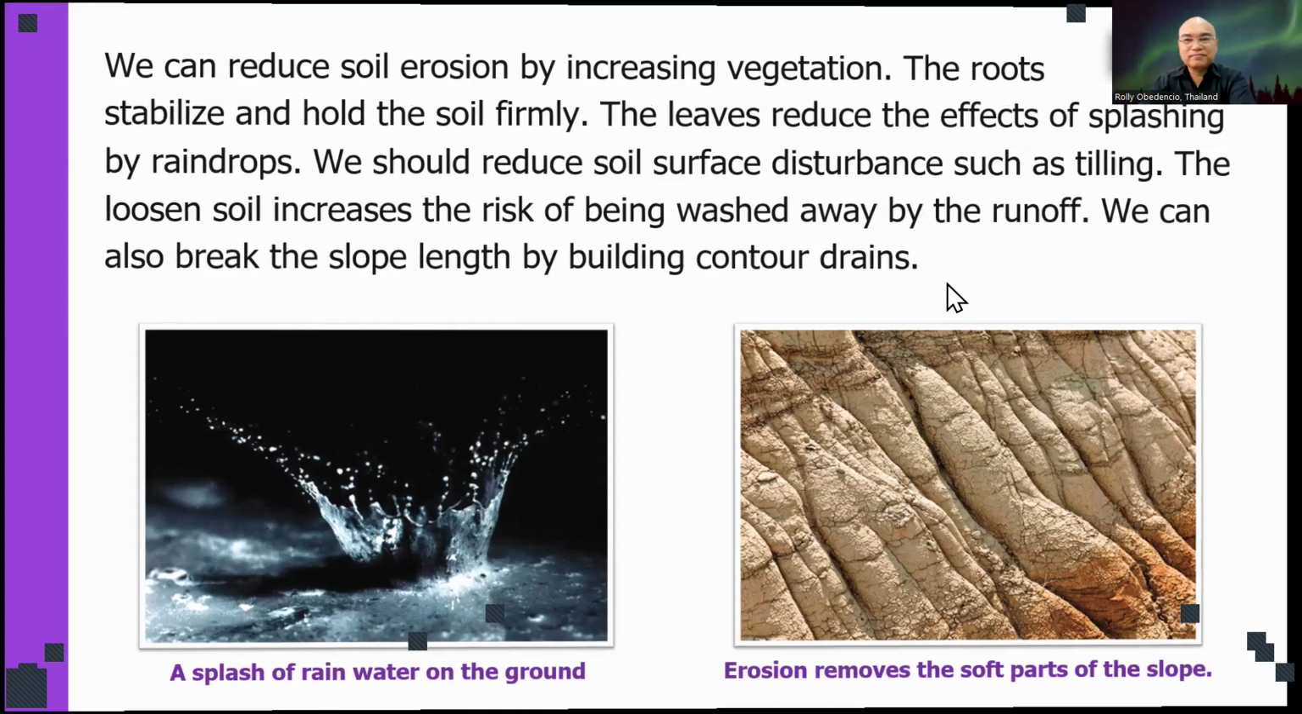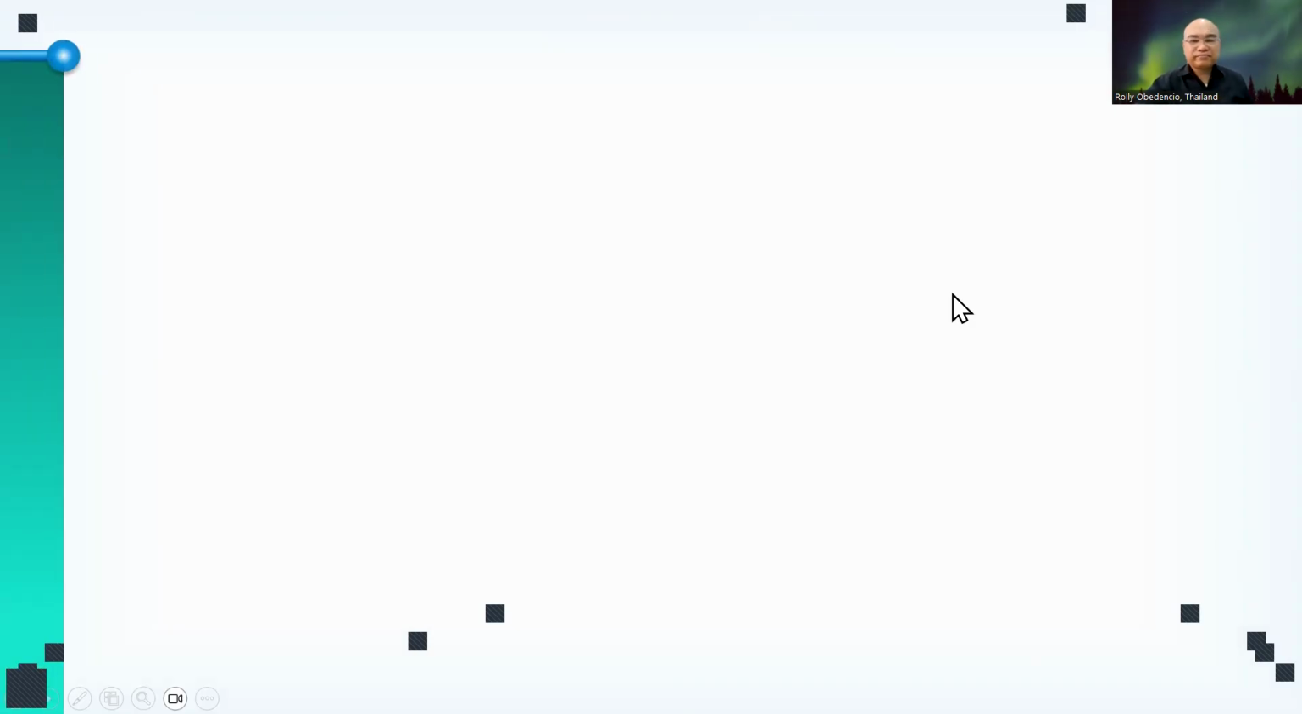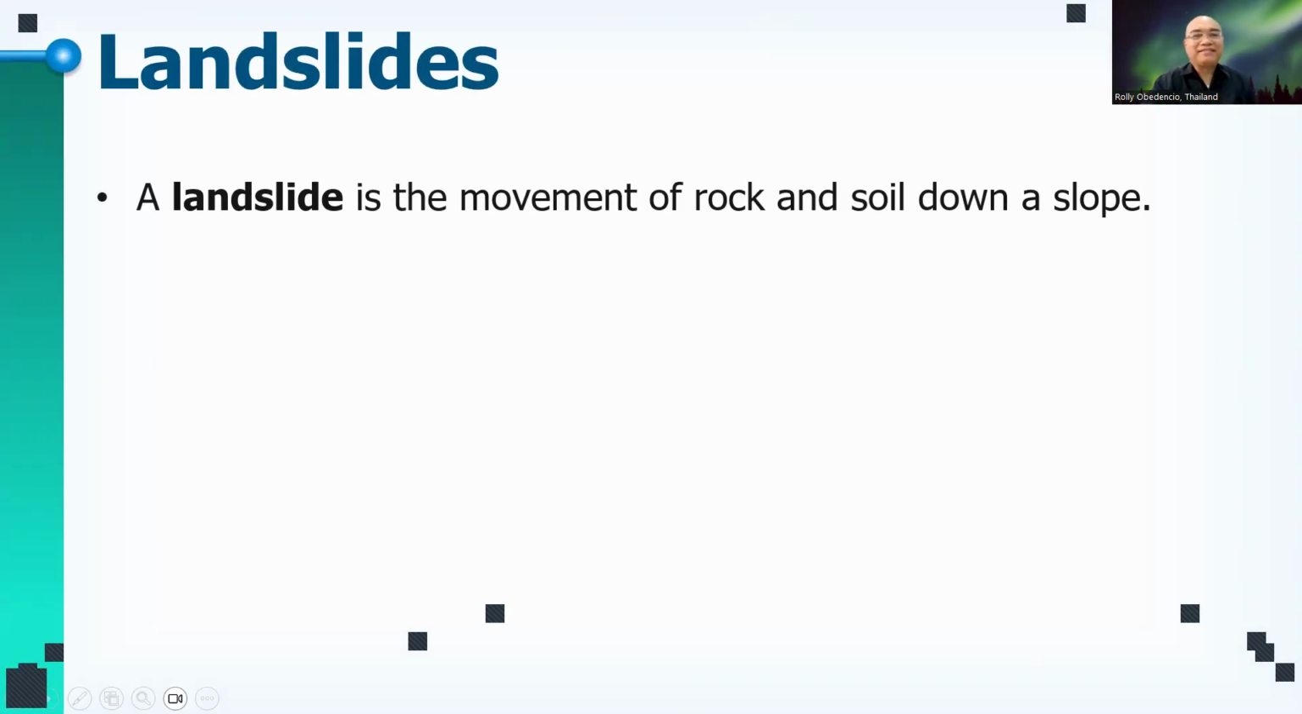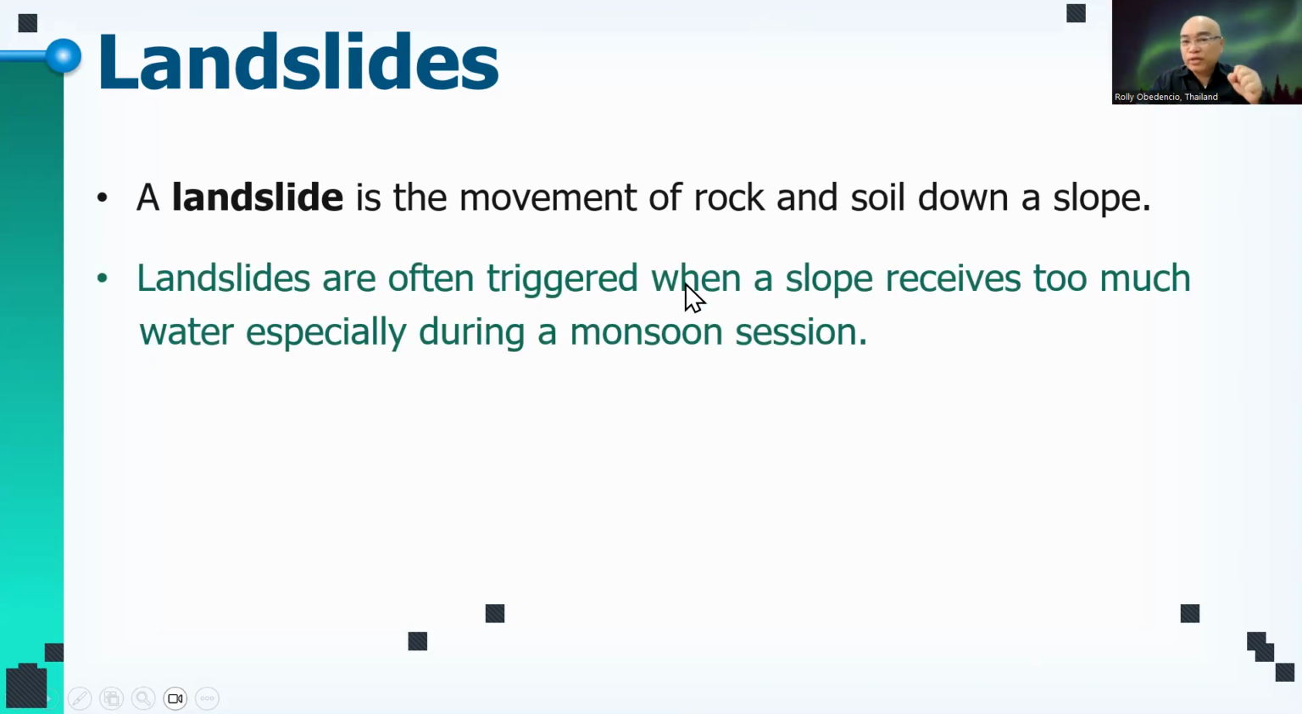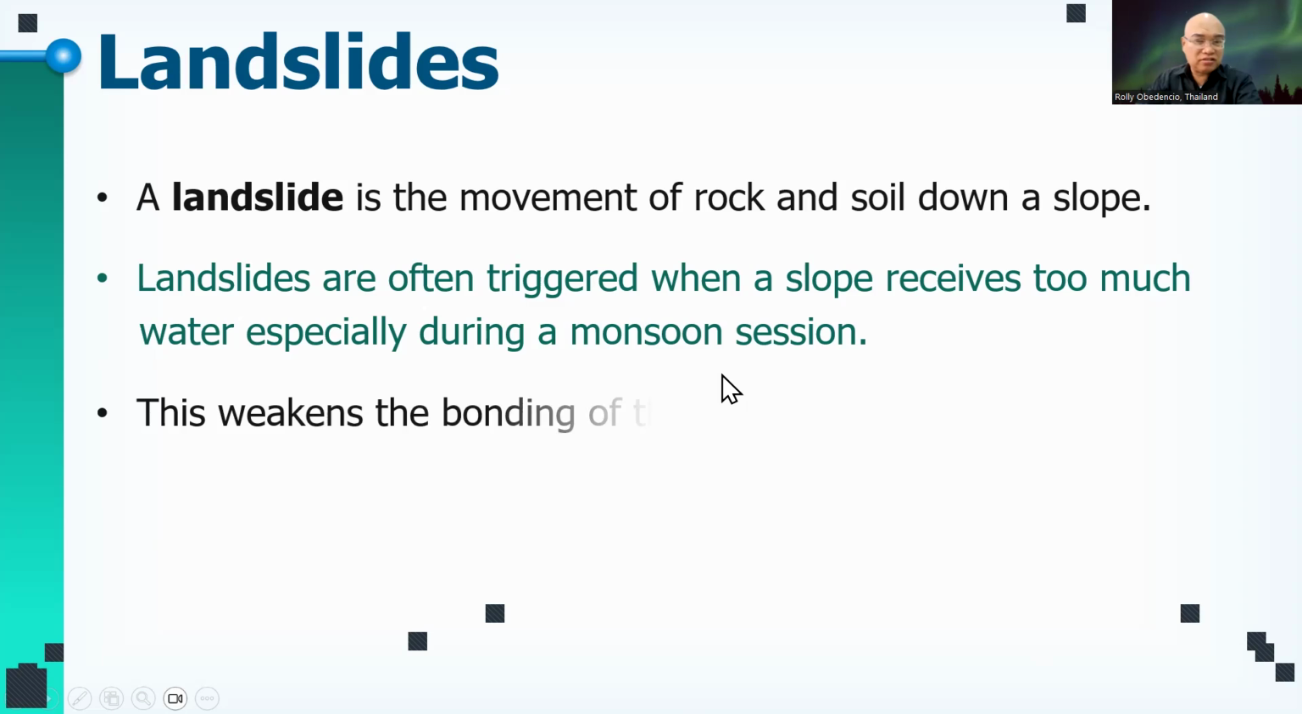Now, what about landslides? What is a landslide? A landslide is the movement of rock and soil down a slope. Landslides are often triggered when a slope receives too much water, especially during a monsoon season.